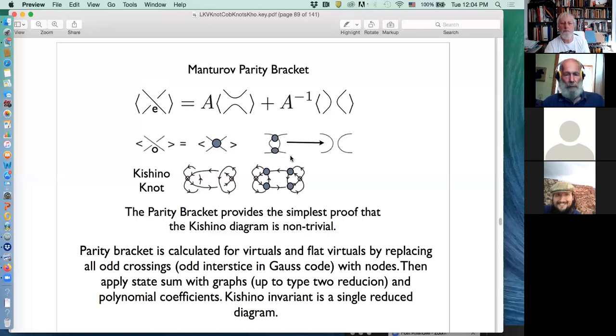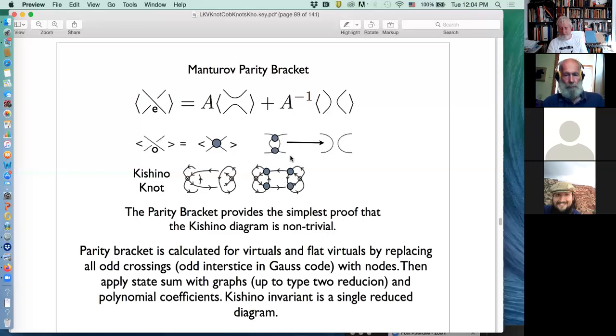And I'm not allowing increases, so this is just a simple reduction process, and you can check from the graphs that you have whether or not they can be reduced and what the reduction is. The result is an invariant, and I leave it to you as an exercise to check that that's an invariant. And try it out on some things.